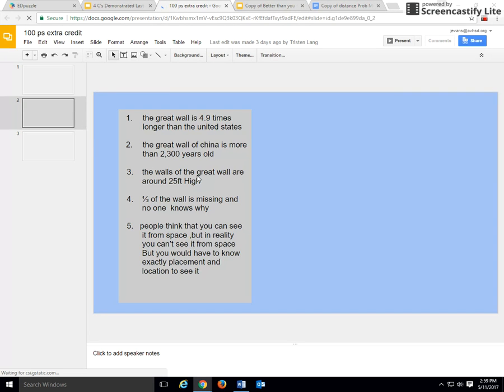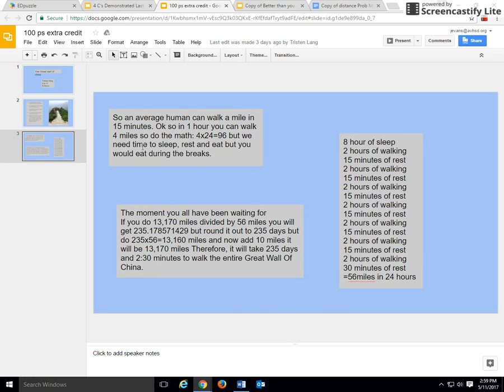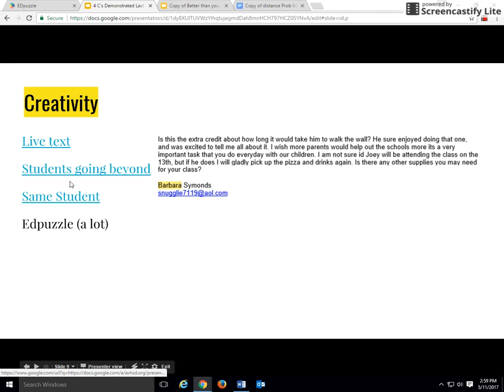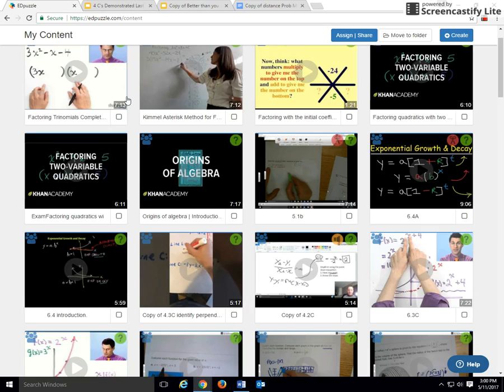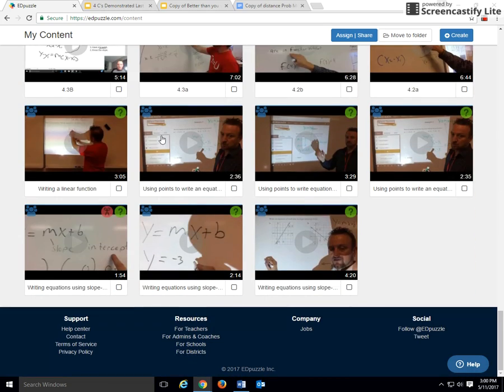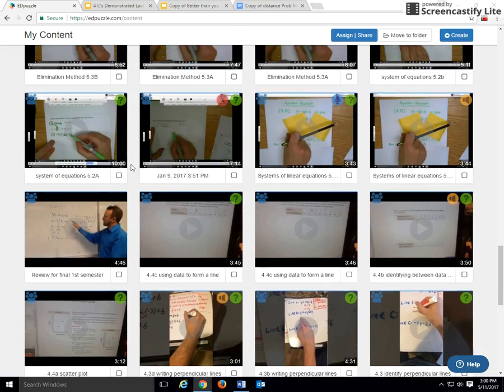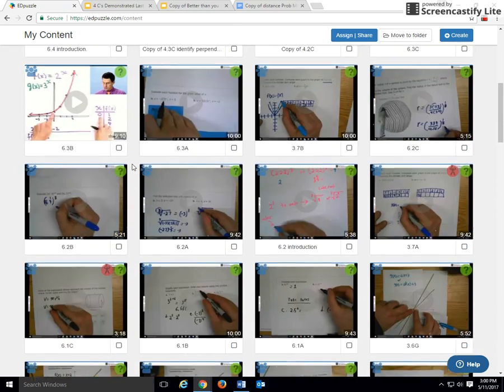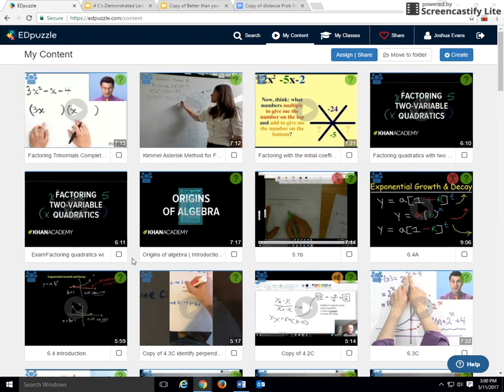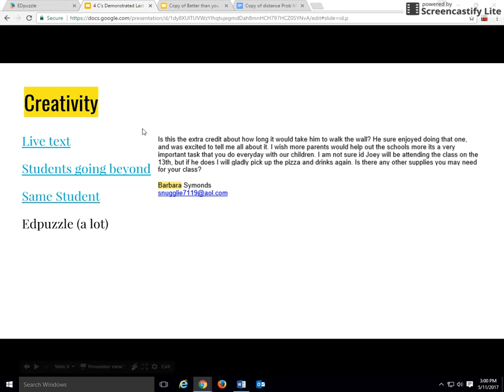The same student even did more, just got really into it and started continually working on it. So pretty neat. And then I've done a lot of Edpuzzles too. I think that definitely shows some creativity. Not only did I create my own, you can see I used it a lot. You see me there in the Edpuzzles, but you can capitalize on the great minds that are already out there, like Malcolm or Khan Academy.